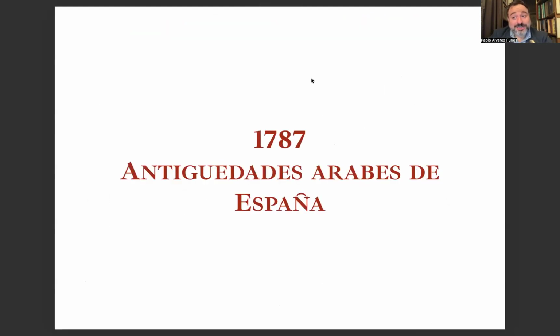And now we come to the big year, 1787. This is the year when the Arab Antiquities of Spain is published for the first time. It's published in Spain by Spanish people coming from the Royal Academy. So they were very serious people, like the best people in Spain to do that. They were sent to do a survey of the mosque of Cordoba and the Alhambra because travelers from around the UK were deviating from the Grand Tour.